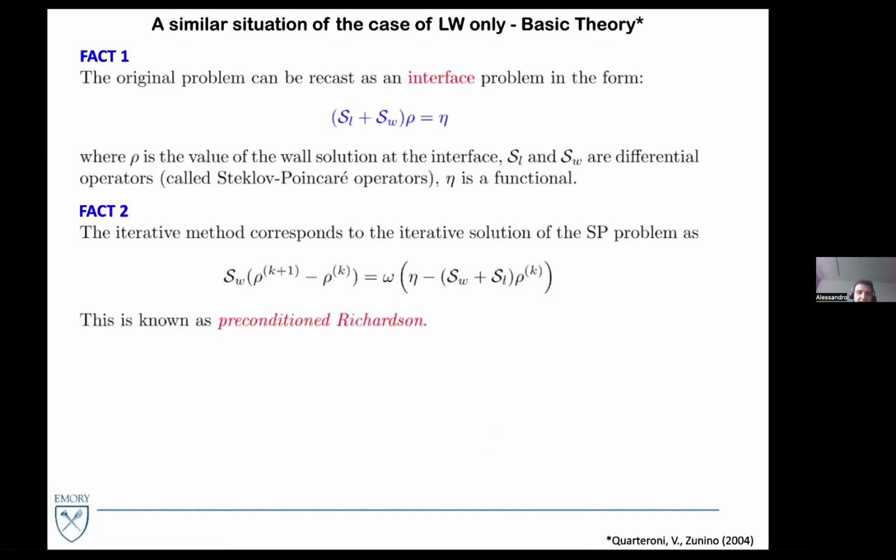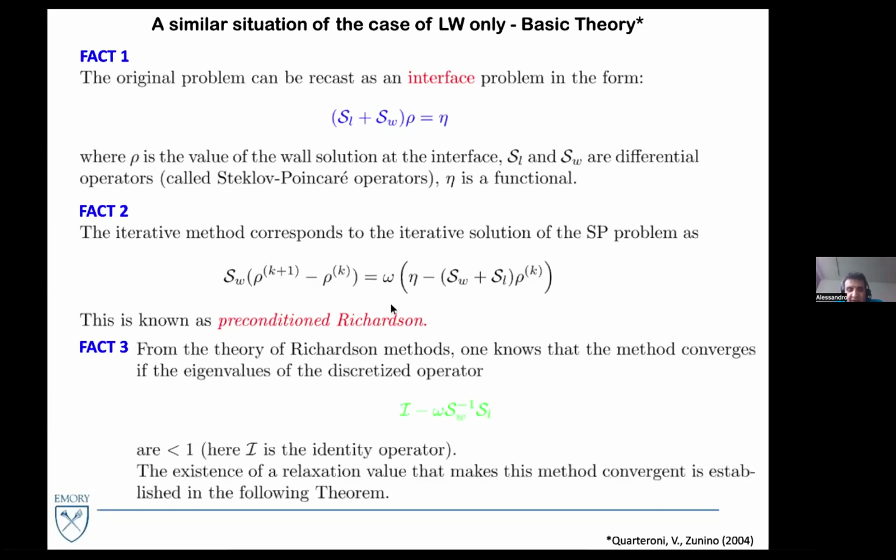And eventually, we found that the domain decomposition method we were using is basically a preconditioned Richardson iteration. So for this equation, we have rho k plus 1 minus rho k. The operator S_L plus S_W, so the Steklov-Poincaré operator for the problem, was preconditioned by only the W part. And it was possible to prove that all the constants for these operators are independent of the mesh. So using some theorems on preconditioned Richardson, it was possible to prove that yes, the iterative method is optimal, independent of the mesh size.